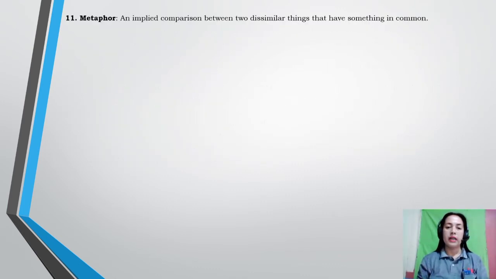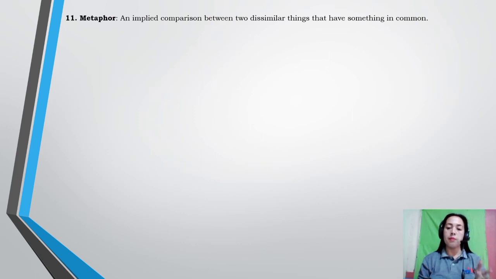Metaphor. An implied comparison between two dissimilar things that have something in common. Take note of the word dissimilar. When you say dissimilar, they are unrelated or not similar. So you are comparing two objects that are unrelated to each other, but they share something in common.